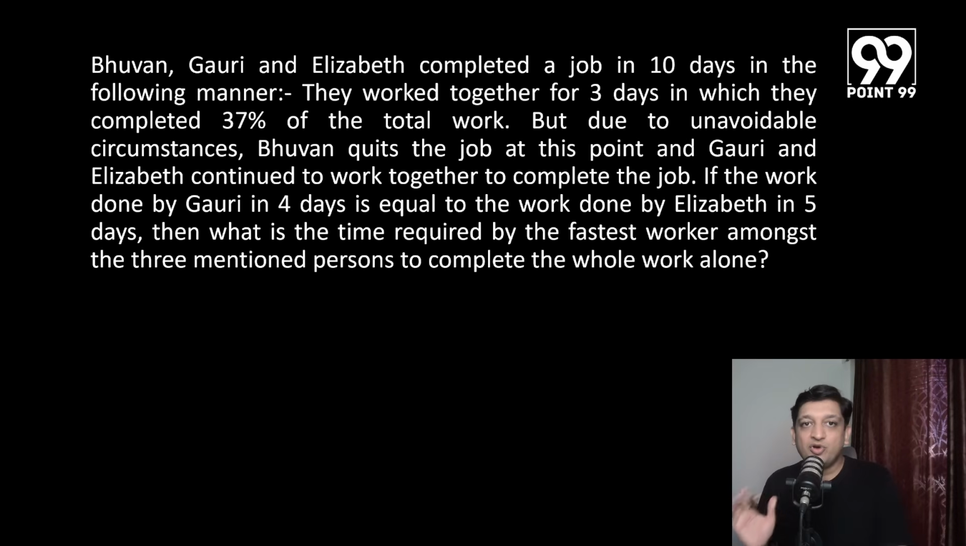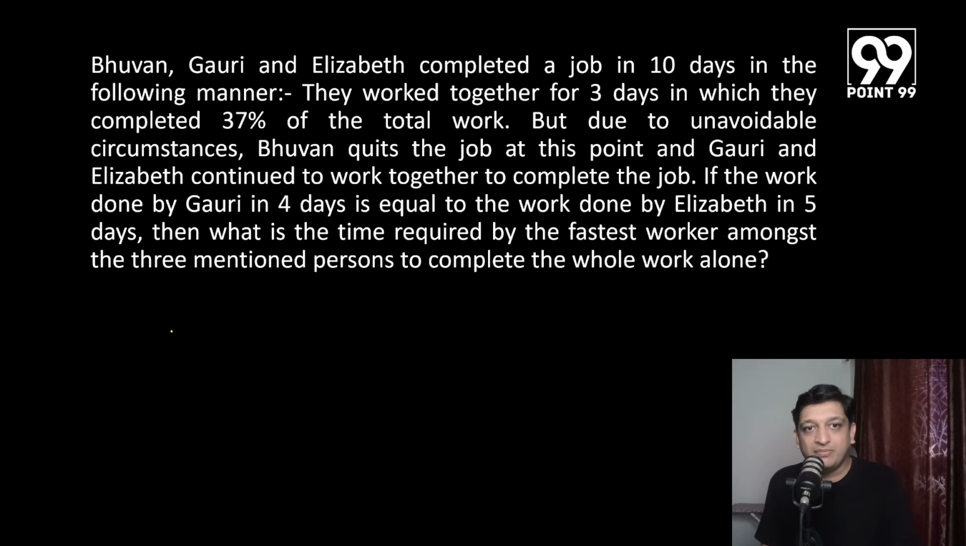Now Bhuvan, Gauri and Elizabeth completed a job in 10 days in the following manner. So everything has been given to you. Now you have to figure out who is the fastest worker and how much time that fastest worker would have taken to finish the job working alone. Now you don't need complicated equations, you don't need complicated fractions here. You just have to pay attention to what is happening.